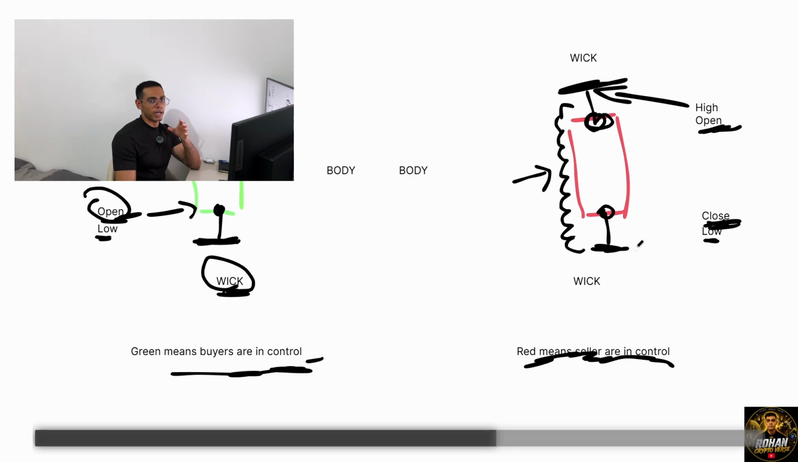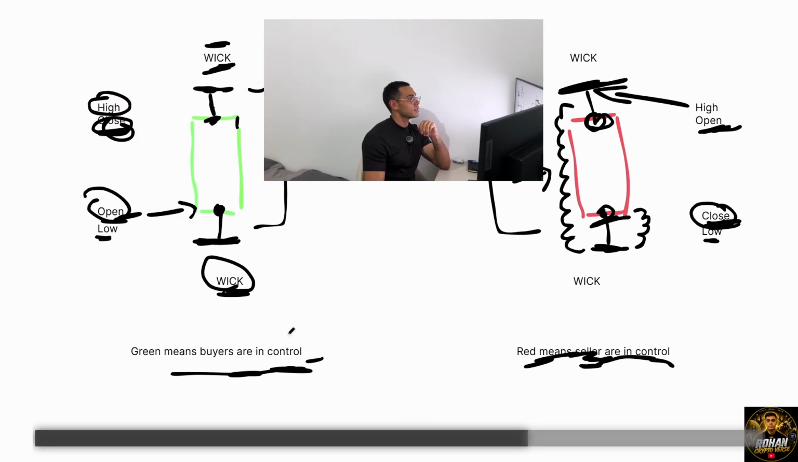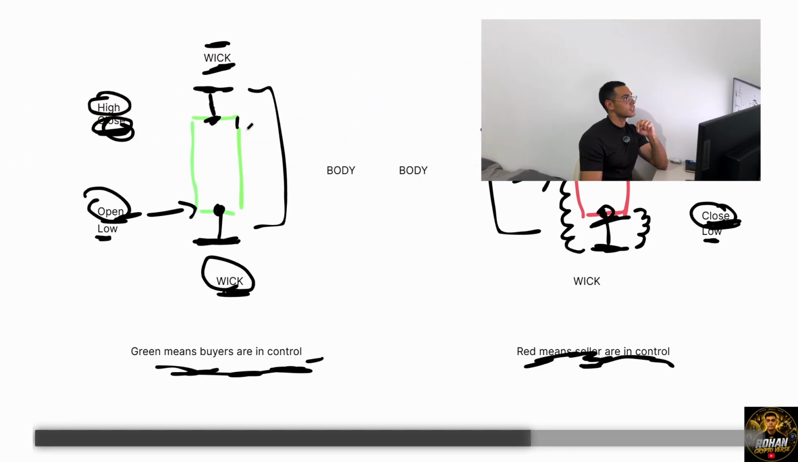And some buyers would have stepped in and bought and bought, and finally it closed exactly over here. Now what this information tells me is still sellers are in control because it is a big red candle. Can you see the big red one? Sellers are in control. And this big green candle means buyers are in control. This represents the body, and these two sticks on both sides represent the wick.